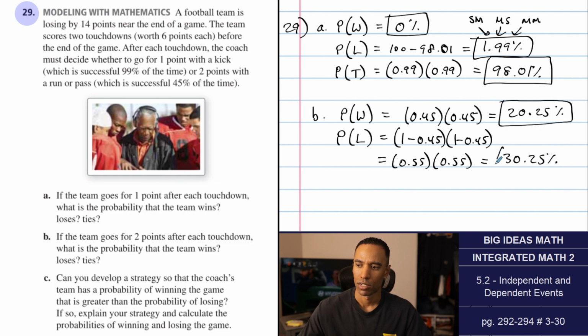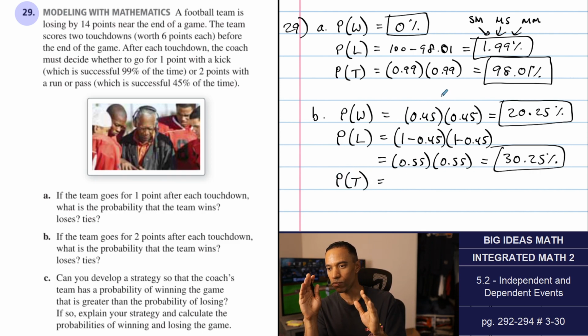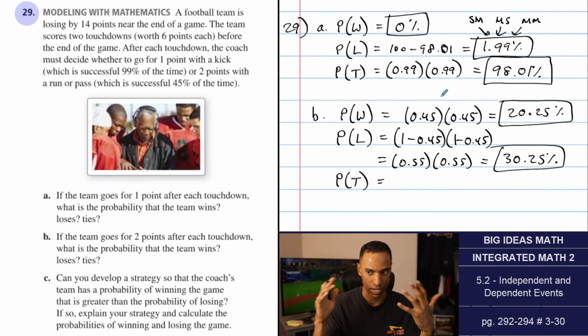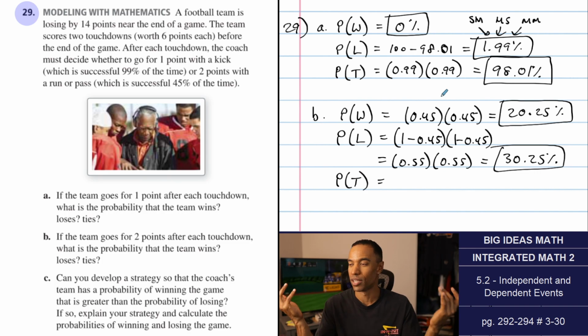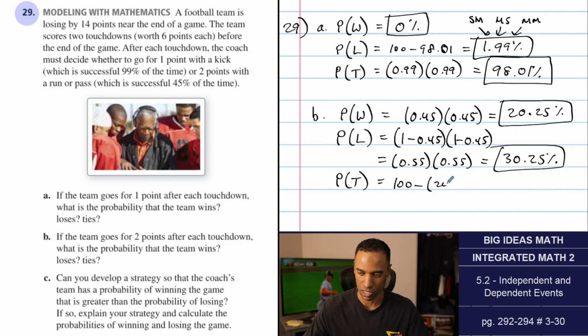30.25% probability of losing. So the probability of a tie will be everything else. Now remember, that's either converting first, not converting second, or not converting first, converting second, added together. It's an OR case, and we haven't talked about OR cases, so we really just got to do the 100 minus all these ones, because there's a 100% chance that one of these three things happen, and you have to account for all of them.